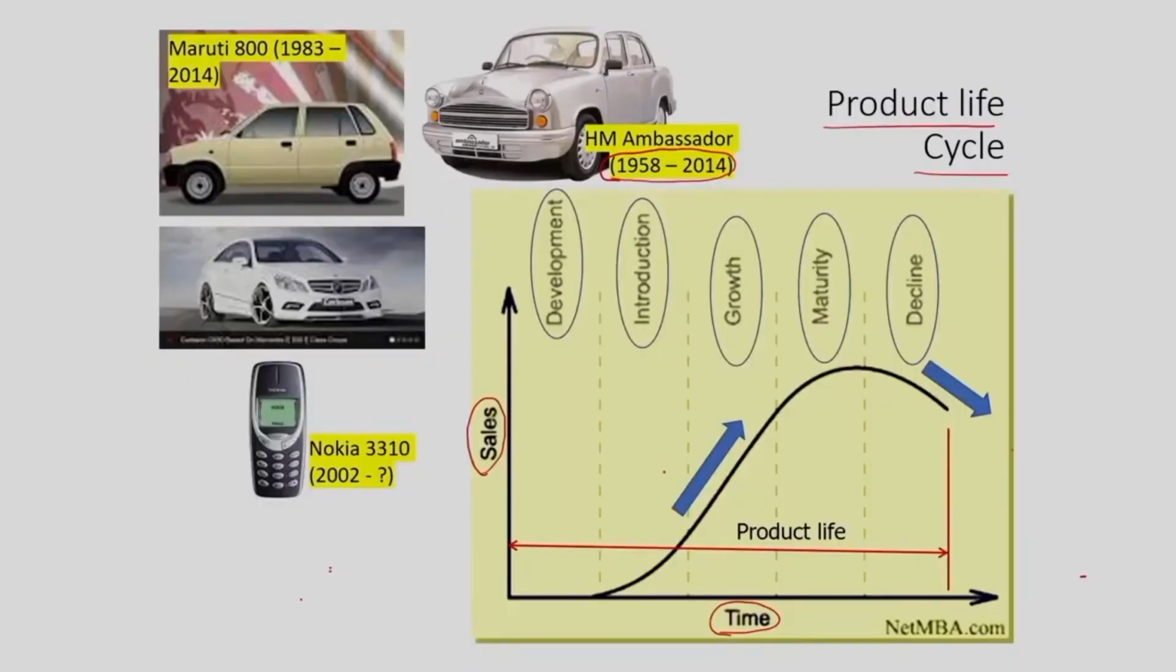If we take the example of the mobile phone, which is nowadays an integral part of your day to day life, let us take the example of Nokia 3310. Nokia 3310 was launched in 2002 and still you may get it. So, still the product is alive.